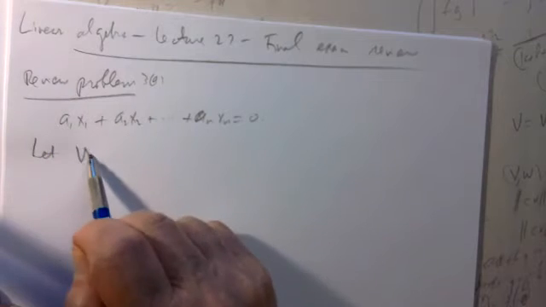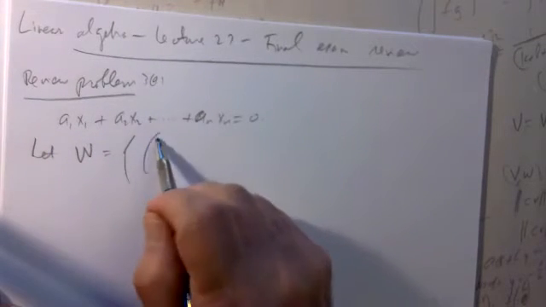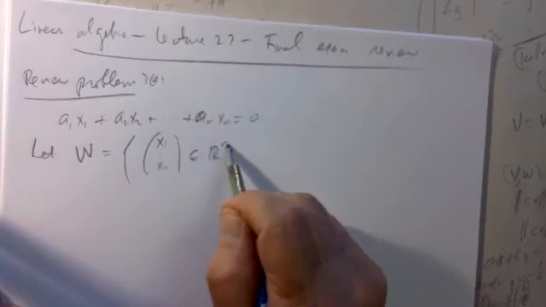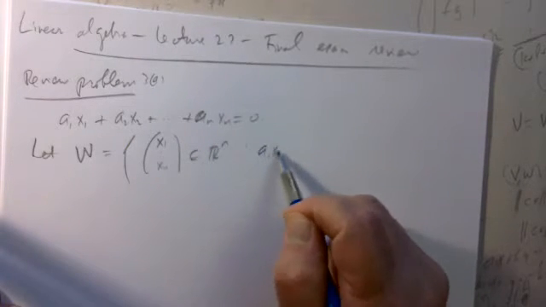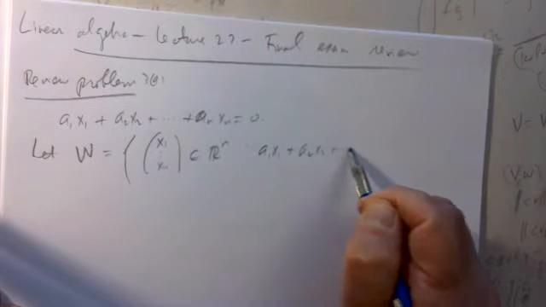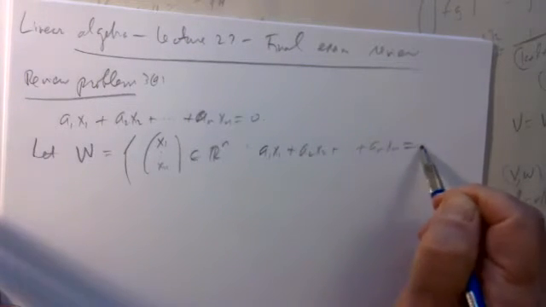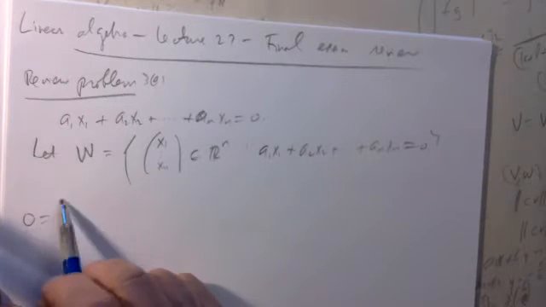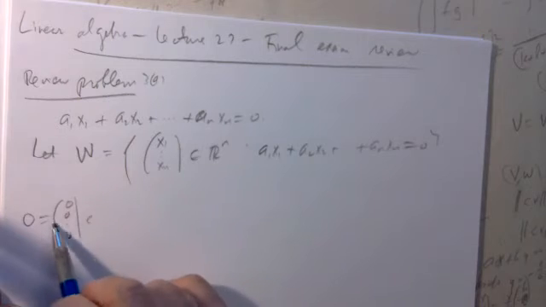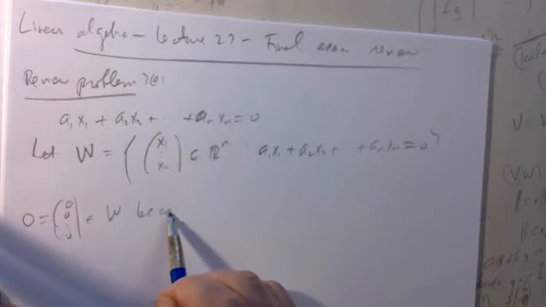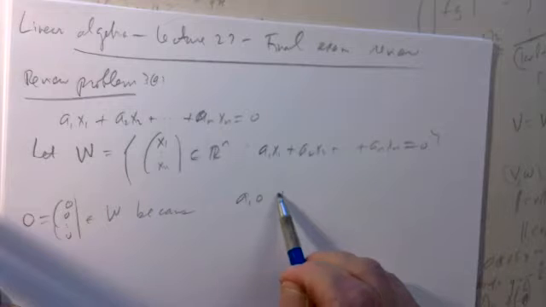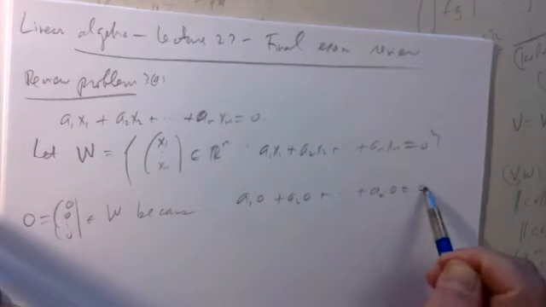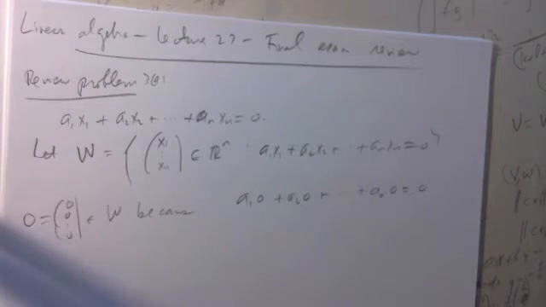So we can say let W be the set of all vectors x1 up to xn in Rn such that a1 x1 plus a2 x2 and so forth plus an xn is 0. So you can notice first that the 0 vector is certainly in W, because a1 times 0 plus a2 times 0, if you let all the x's be equal to 0, you get 0. So W contains the 0 vector.